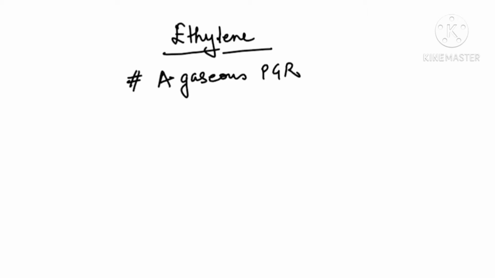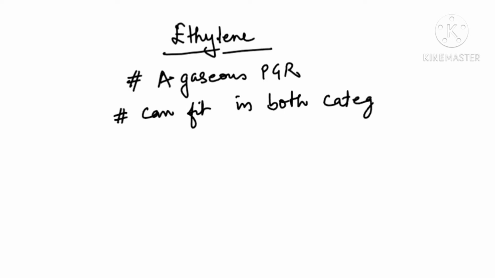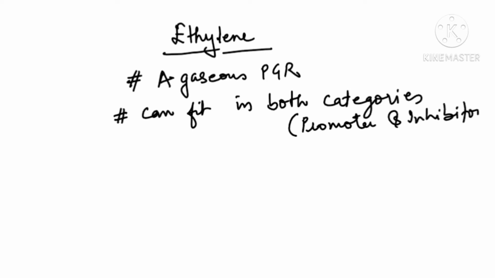Then it can fit in both categories. Which categories? Promoter as well as inhibitor. So it can be a promoter also and an inhibitor also. But it is largely an inhibitor of growth activity.